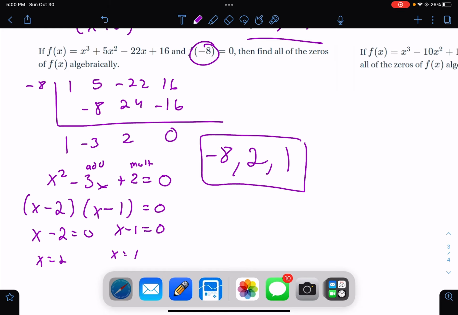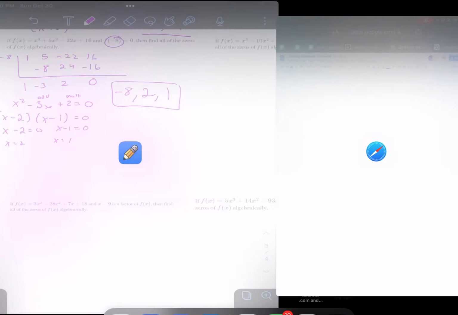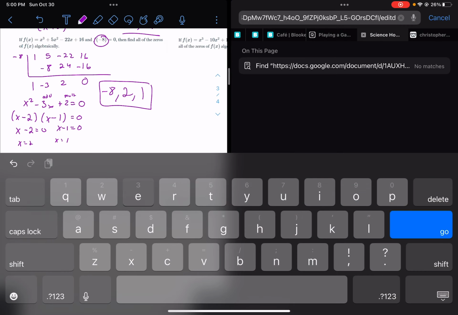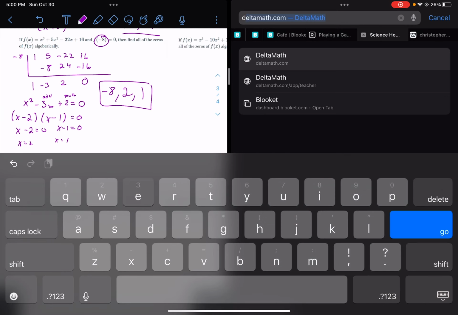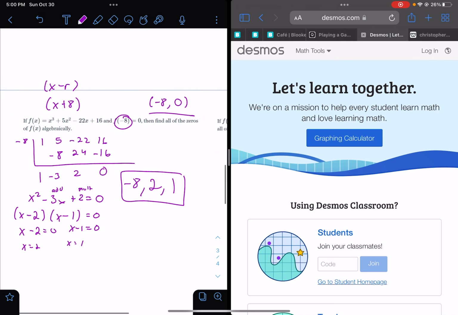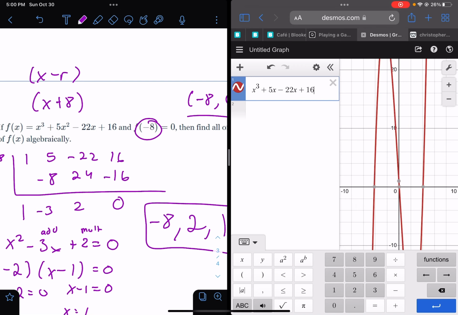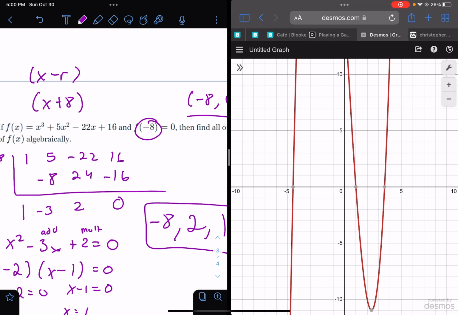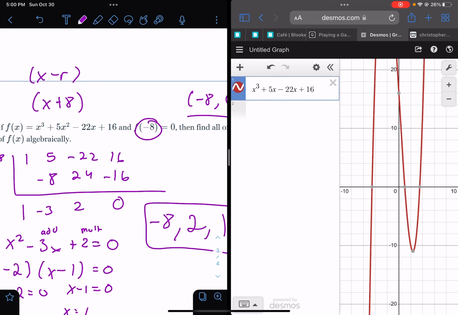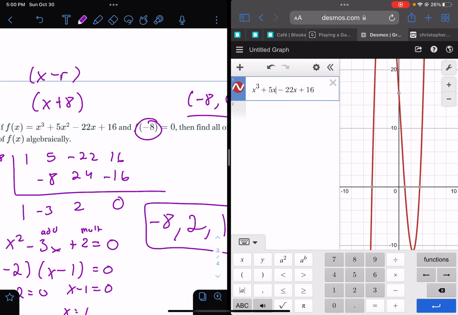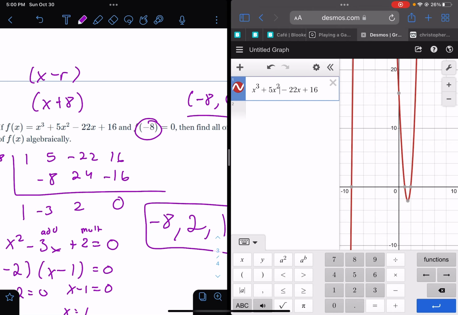Now I want to show you on a graph what this looks like, just so you have an idea. Let's go to Desmos. I could go ahead and graph this. We get x cubed plus 5x squared minus 22x plus 16. Oh, what did I do wrong? I forgot the squared. Oopsies. There we go.